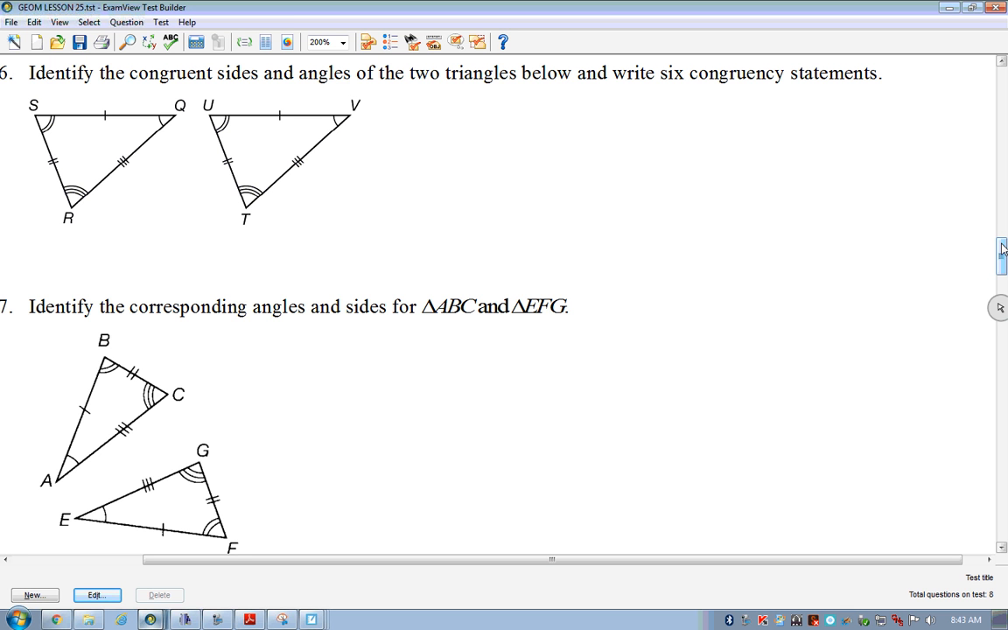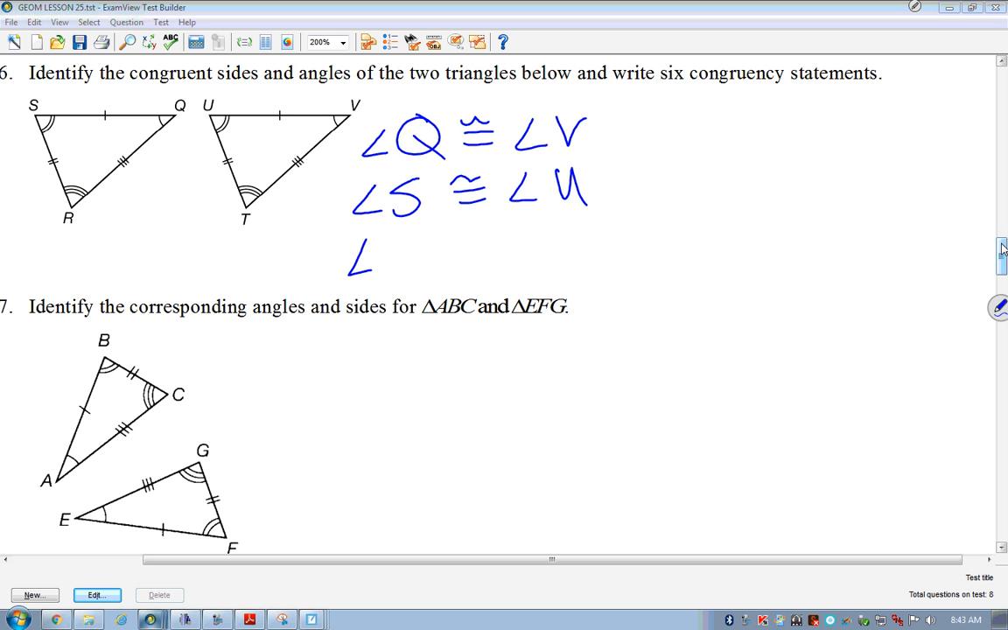All right, let's start with angle Q. Angle Q is congruent to angle what? Angle V. Okay, angle S is congruent to what angle? U. Okay, angle R is congruent to angle T. Okay, so we got that. What do we need to do next? Sides. Tell me how to write that.